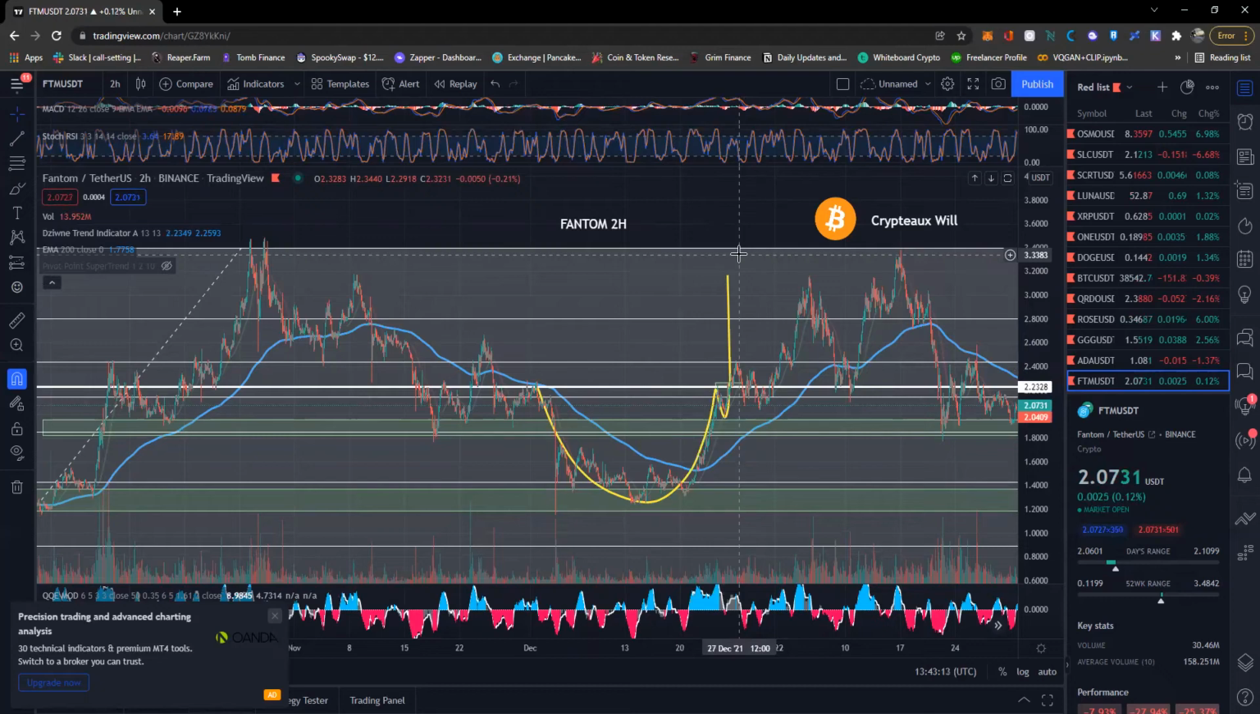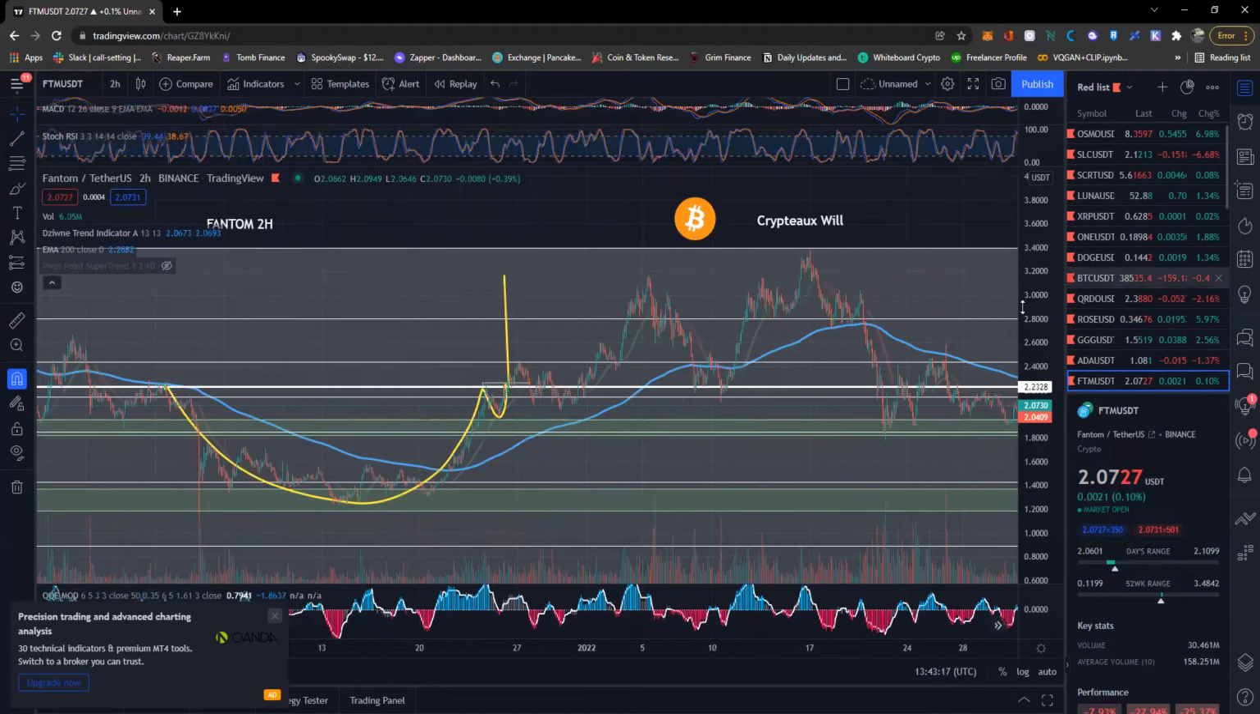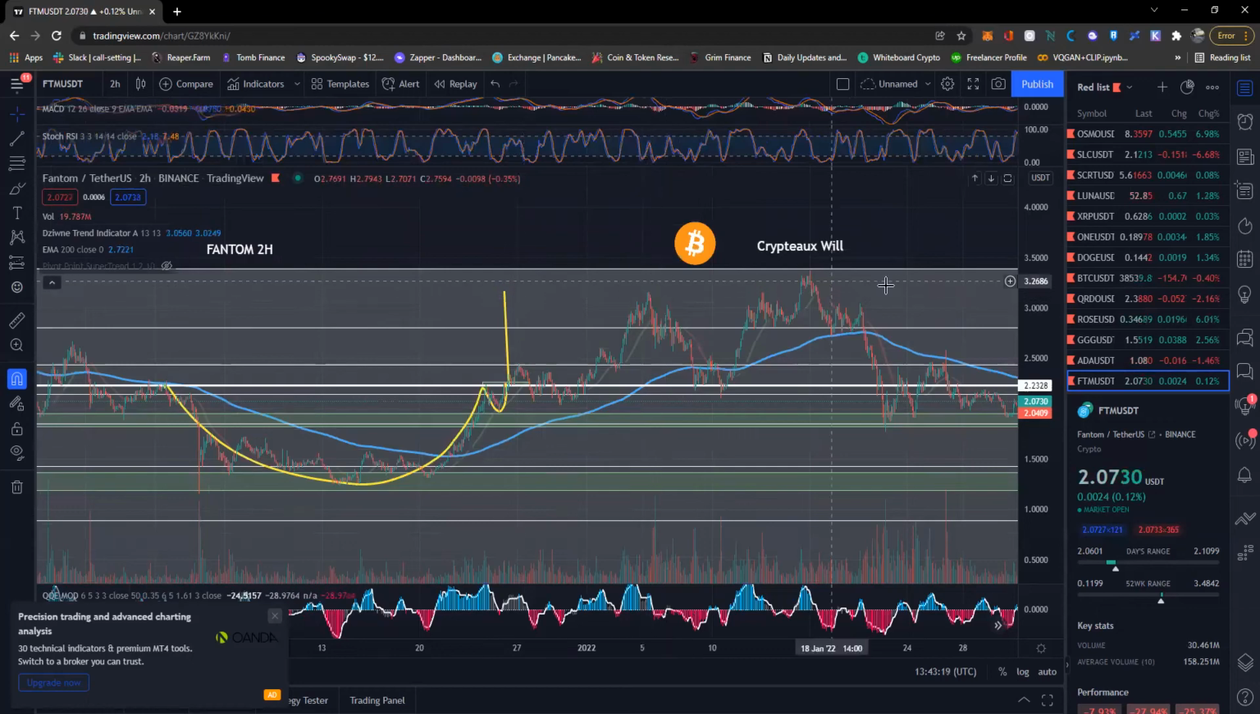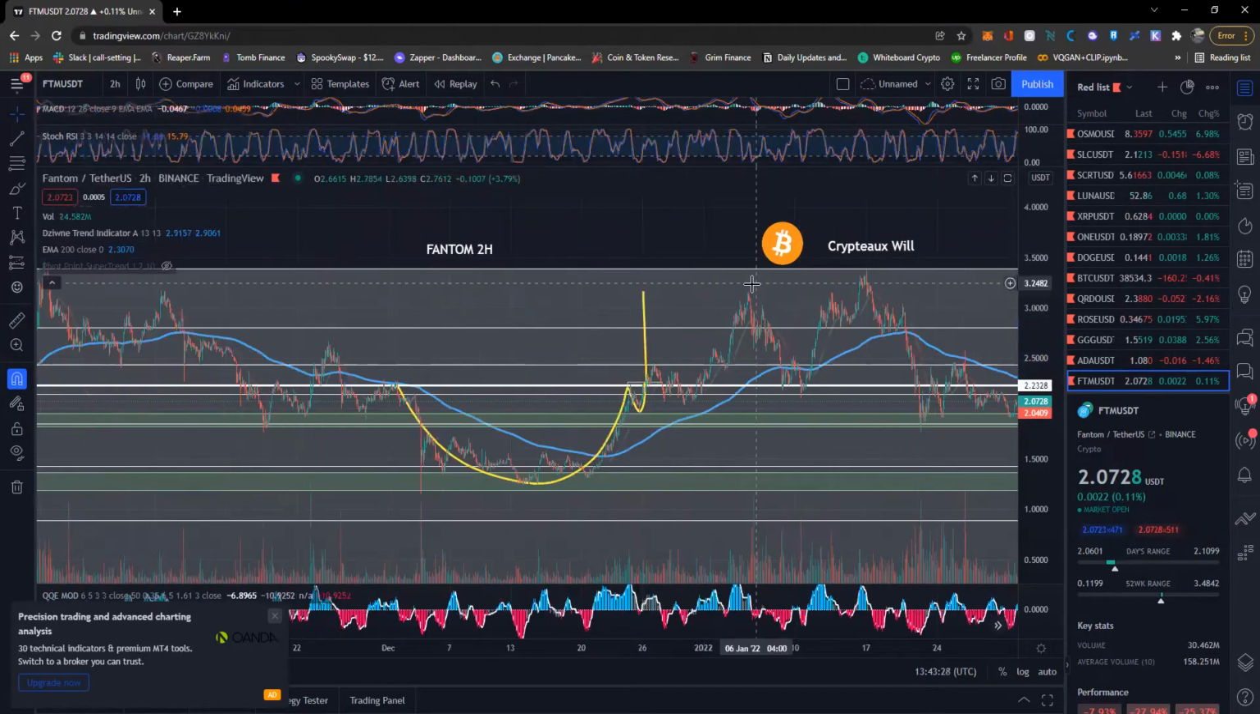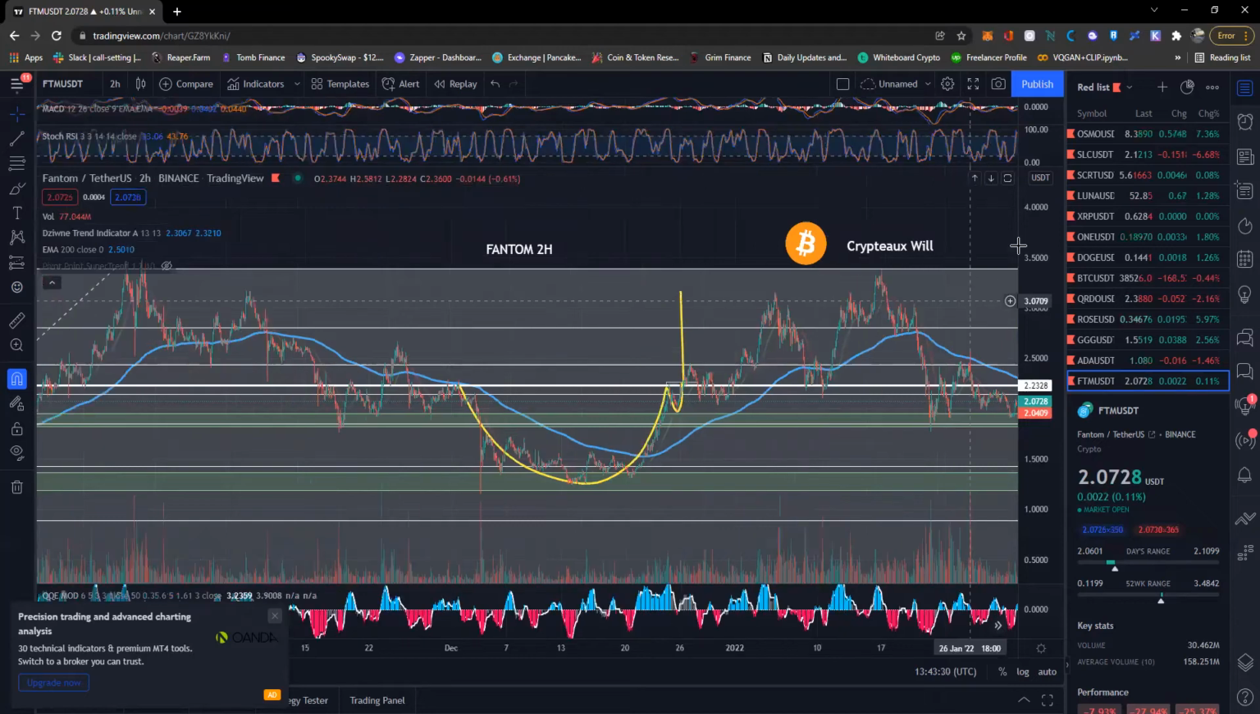It wouldn't be a massive play, but if you want to play a massive play, as you can see over here, we did play it out pretty nicely. You could have played this out in 10 days and made about a 35% profit, which is awesome, pretty amazing.